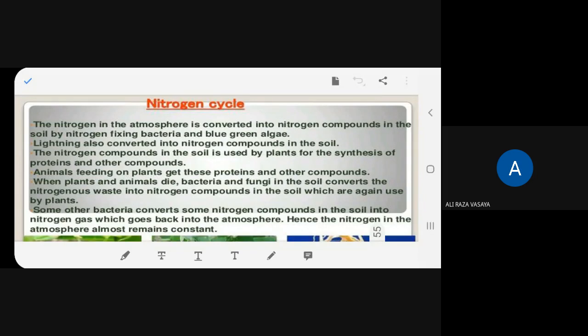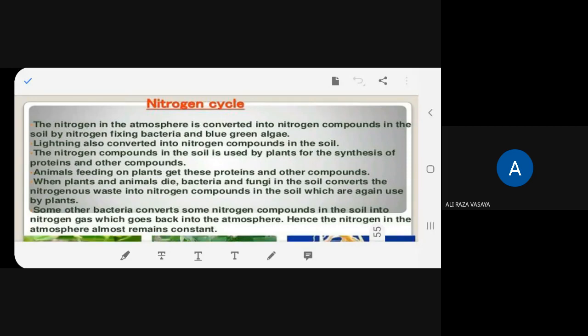Nitrogen cycle. He has already completed the first part. You start from the nitrogen compounds in the soil used by plants. Third line, fourth line. The nitrogen compounds in the soil are used by plants for the synthesis of proteins and other compounds. Animals feeding on plants get these. Line by line, you have to explain. Beta, the way Sahil was explaining, same way you have to explain.